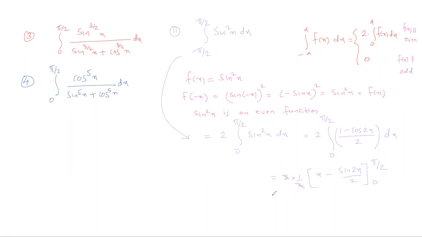Now give the upper limit. Upper limit gives x is equal to pi by 2 minus sine 2 into pi by 2, that is sine pi, the whole divided by 2, minus lower limit 0 minus sine 0 divided by 2. That divided by 2 is only for sine. So that is pi by 2. My sine pi is 0, so it is minus 0. Sine 0 is 0, 0 by 2 is 0. So that means answer is pi by 2. So the answer is pi by 2.